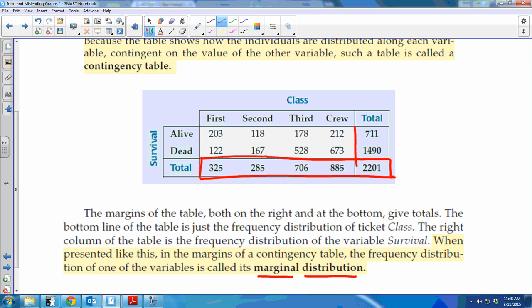That's all it's asking for. You can report that in percentage or just as a value, but marginal distribution just means the total. Some tables don't have the totals on there, so you need to find them by adding the columns or rows. That's all it means by marginal distribution in fancy terminology. Okay?